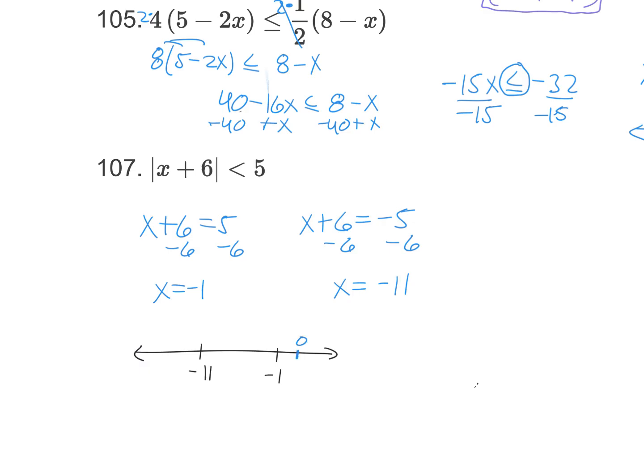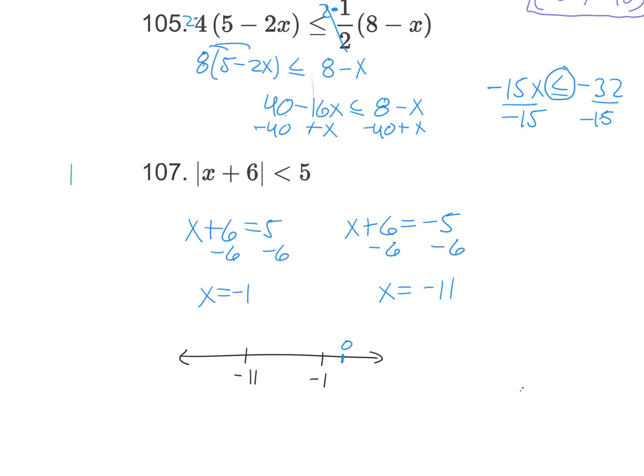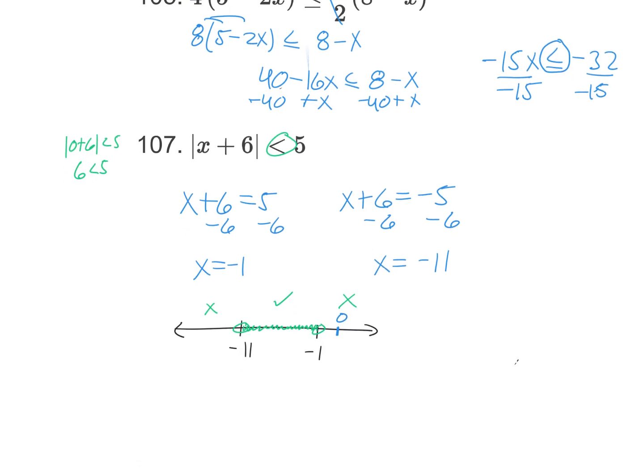And then when I plug 0 into my original inequality, I'm going to have absolute value of 0 plus 6 is less than 5. That gives us 6 less than 5, which is not true. So this section's not going to work. The middle one will, and the one at the very end won't. So I'm going to shade in between. Because this is a strict inequality, I'm going to have open circles. And my answer in interval notation is going to be parentheses, negative 11, comma, negative 1, parentheses.